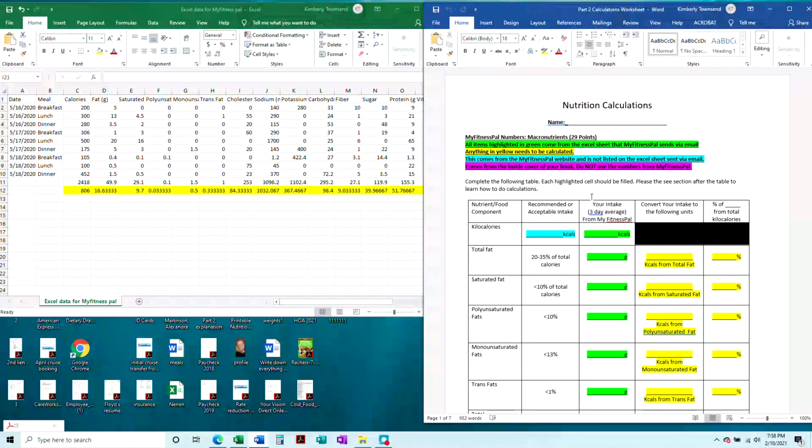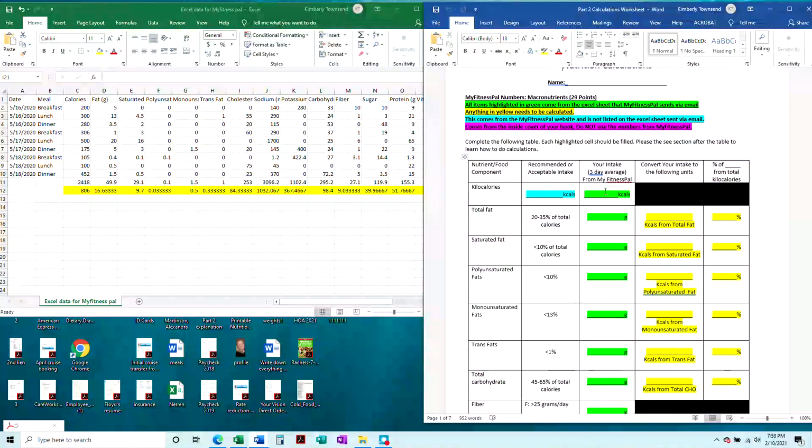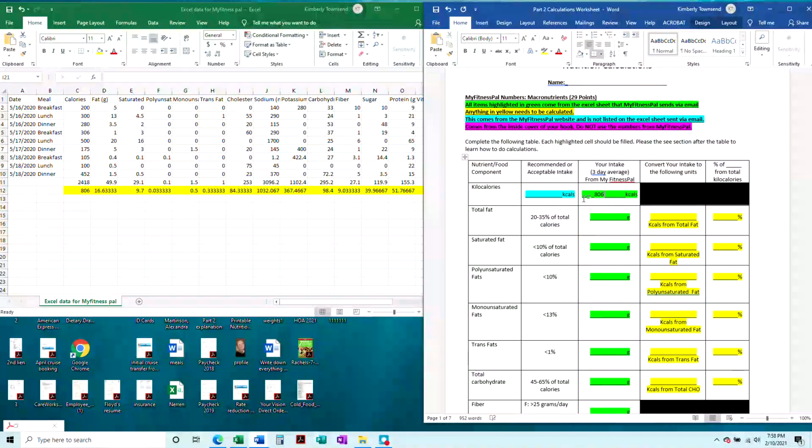Okay, so when you start with part 2, you're going to do your total kilocalories here. So this number in my instance would be the 806. So I'm going to put 806 here. My total fat is highlighted in yellow. It's 16. This is a little bit easier if you round up or down on the numbers.